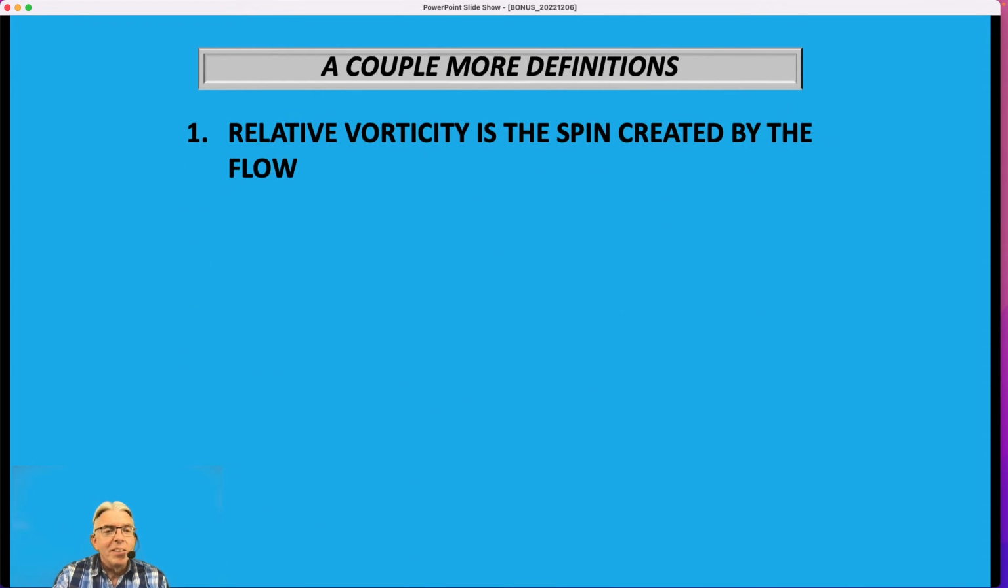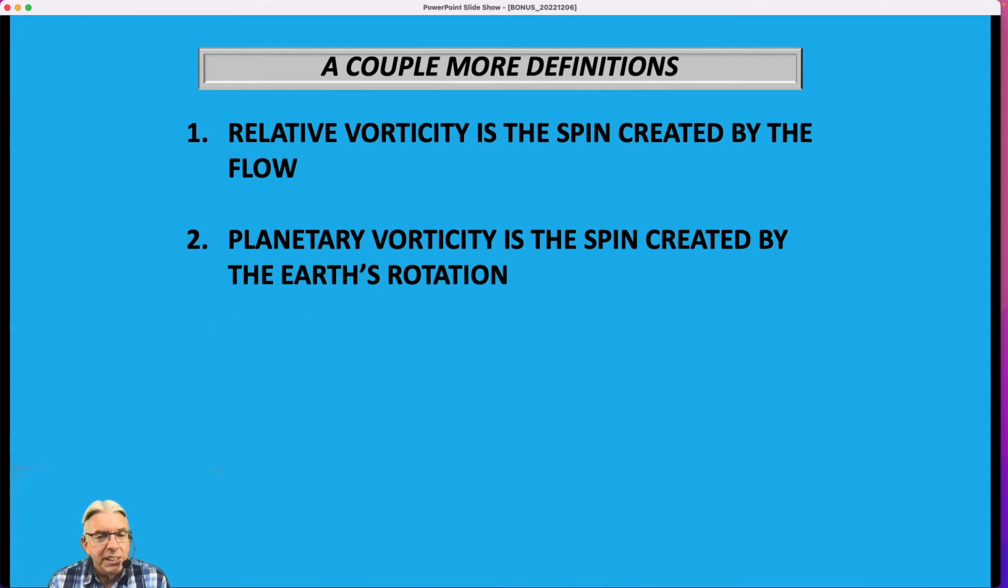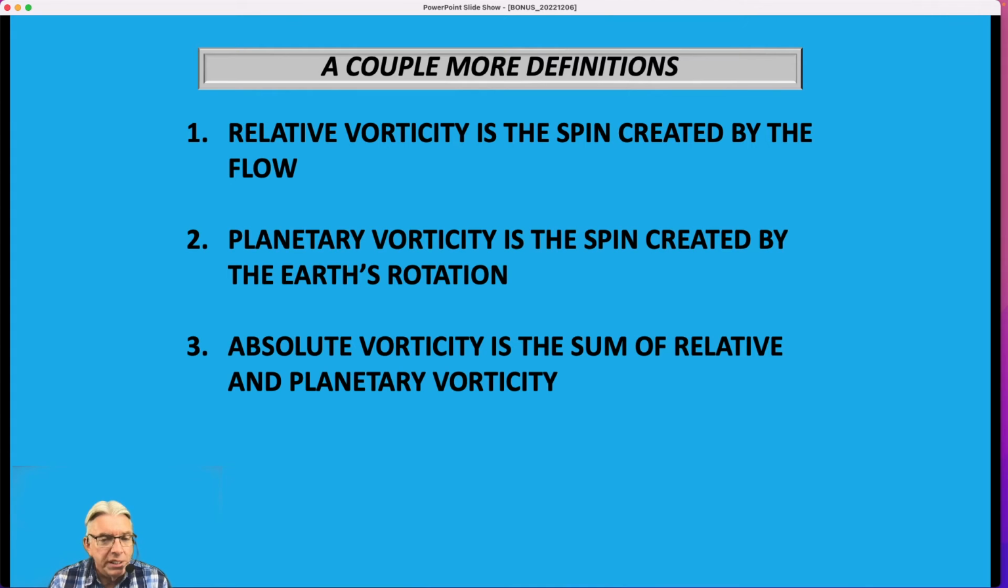All right, couple more definitions. Relative vorticity is the spin created by the flow itself, either the curvature or the wind shear. Planetary vorticity is the spin created by the Earth's rotation, and absolute vorticity is the sum of the relative vorticity and the planetary vorticity.